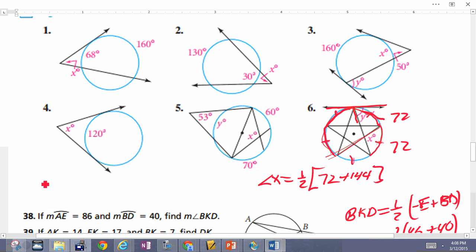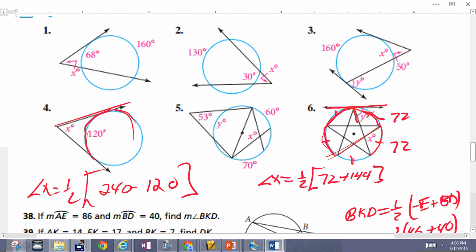What is angle X? Angle X is half of the furthest arc minus the closest arc. But what's the furthest arc? I don't know. I know the closest arc is 120. The furthest arc, since these are tangents, since this is 120 on the inside, is going to be the rest of the circle, 360 minus 120, or 240, right? So there it is. 240 minus 120 is 120, half of which is 60. So the angle here for number 4 is 60.